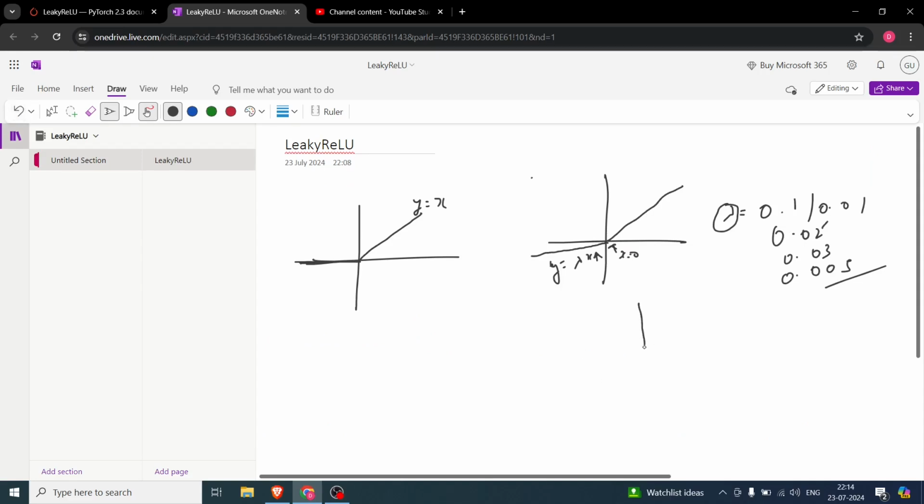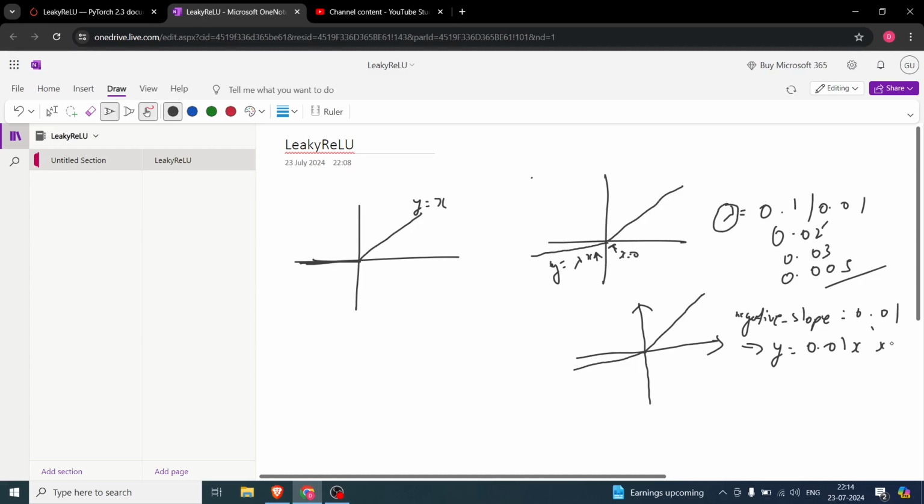So let's have a straight line down over here. This is the y-axis, this is the x-axis. The right hand side is going to be the same. So let's say we are drawing for negative slope, which I called alpha, equal to 0.01. I'm not going to draw it to scale, it's just going to be close like this. Now what if you divide this number by 10? Here it is y equal to 0.01x for x less than 0.